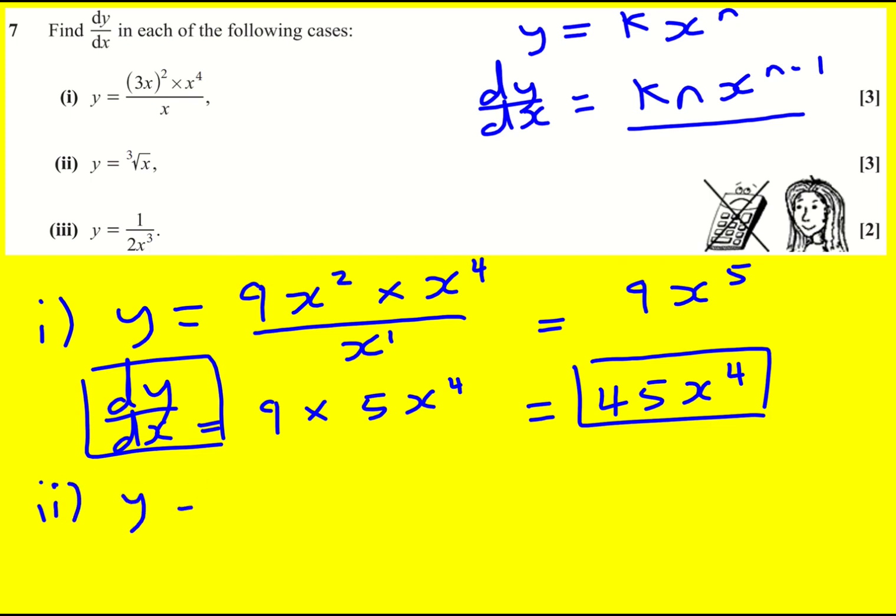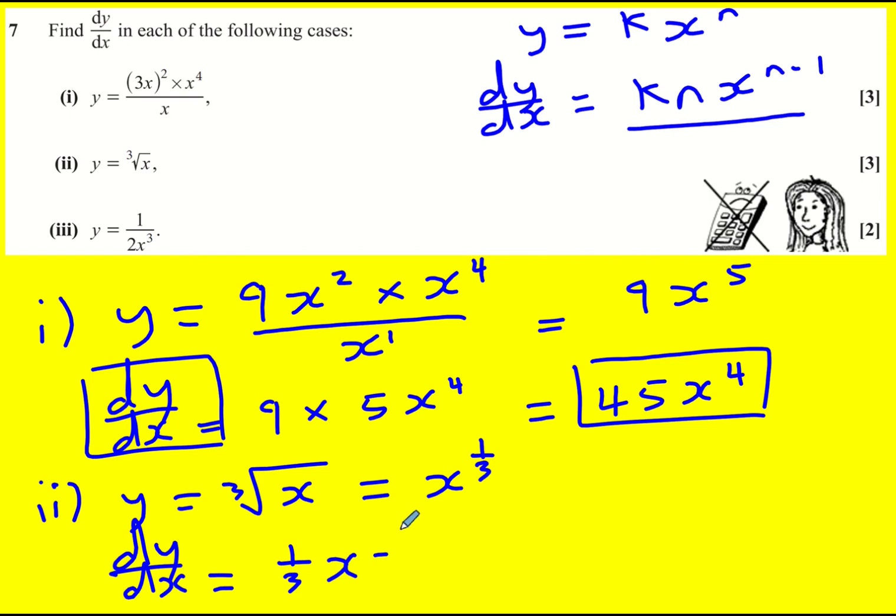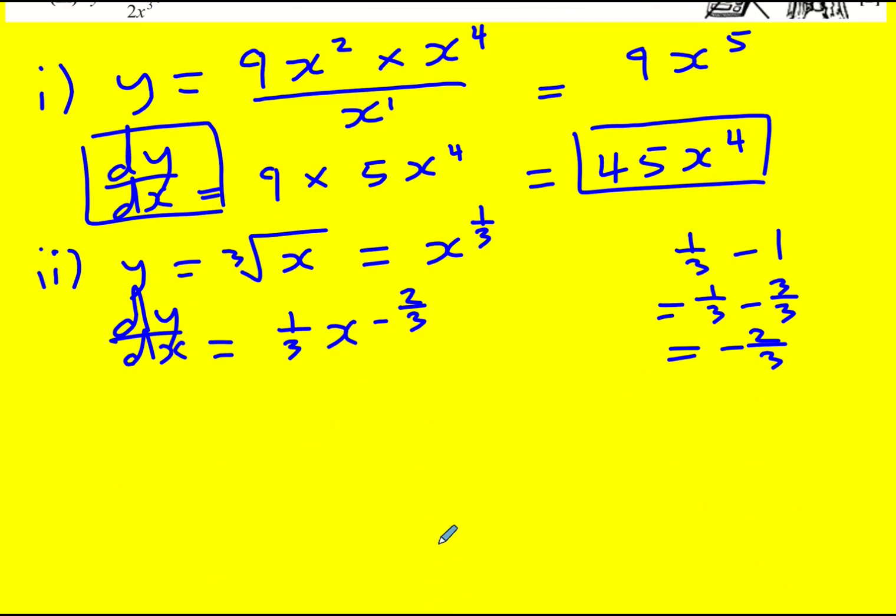Okay, part 2, we've got that y is the cube root of x. And that means it's equal to x to the third. And therefore, dy by dx is going to equal a third, x to the minus 2/3. When I do a third minus 1, it's actually the same as a third minus 3 over 3, which is minus 2/3. You might know to go straight to it, but that's the reason why. You could write that back in fractional notation form. I think I would personally just leave it like this.